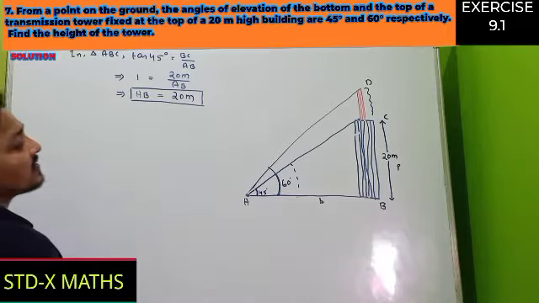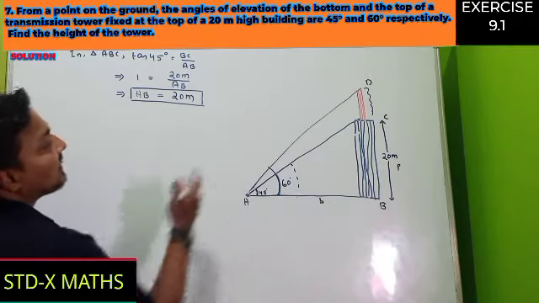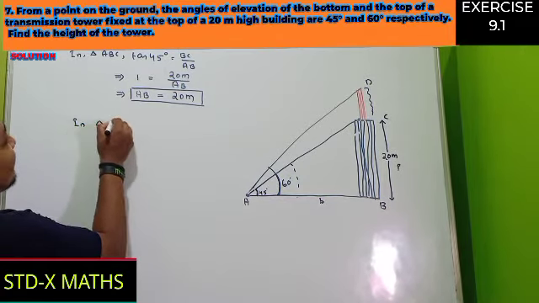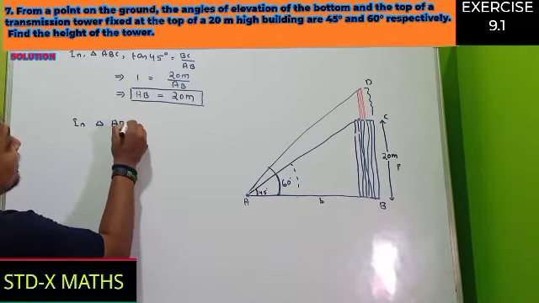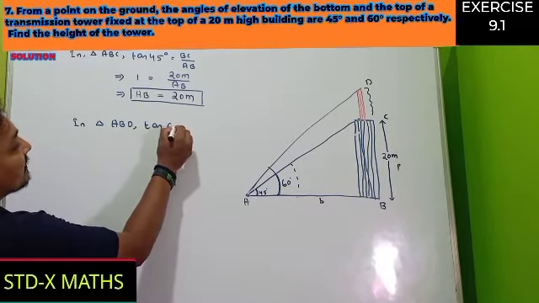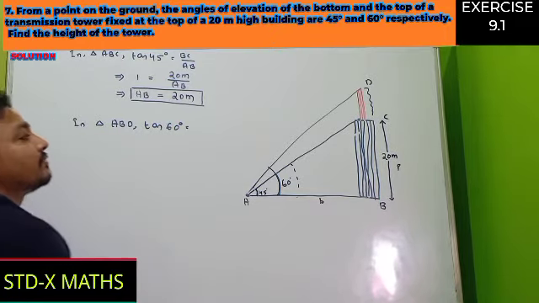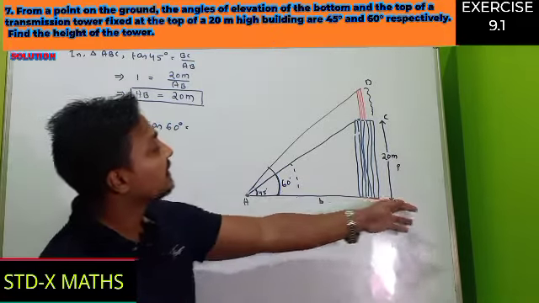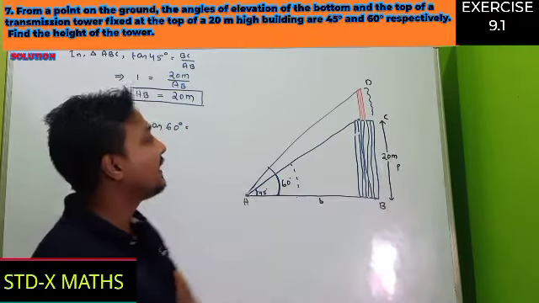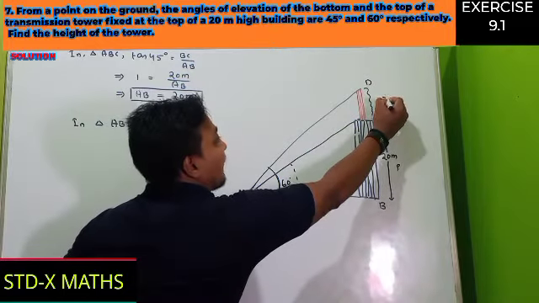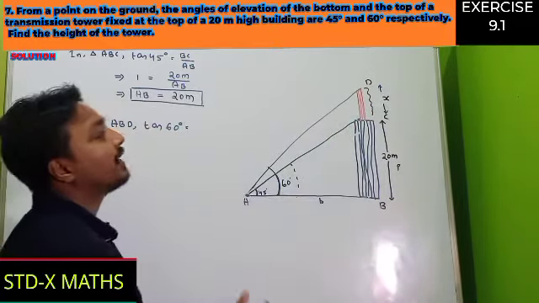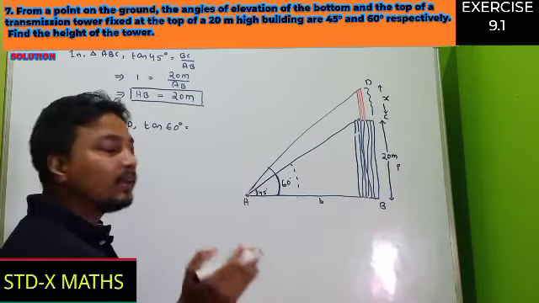Next is the larger triangle, named ABD. In triangle ABD, tan 60 degrees is the total P over B. Suppose I take the height of the tower as x, which is asked to be found. Here the building gives 20, and the tower height is x.